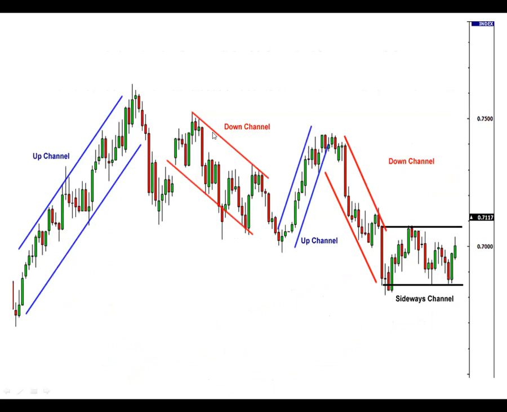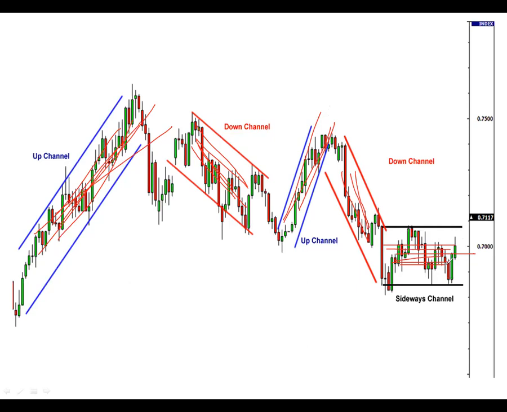Now, this is a typical example of what channels look like. Like we explained in the previous video, this channel is pointing up with two blue lines. That is an up channel, which is a bullish channel. You see that this one is pointing down, and that is a bearish channel. Again, this one is moving up. That is a bullish channel. This one is pointing down. That is a bearish channel. And then you will see the sideways one here. You see it moving in straight lines.